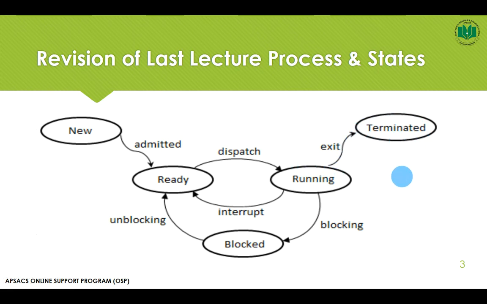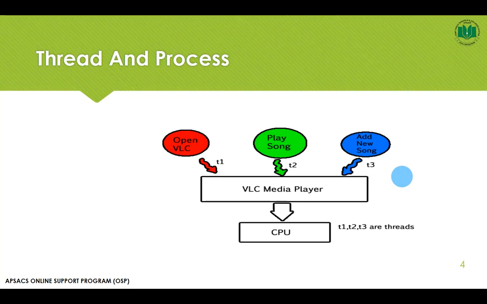Now we will start today's lecture, which is thread and process. In a programming language, a process is simply a sequence of instructions for the computer to execute. But not all the instructions are coded in one place; they are coded in different threads. A process may have many threads. For example, let's take a very simple media player, the VLC media player. You are already familiar with this kind of software, a multimedia software used to play audio and video songs and movies.